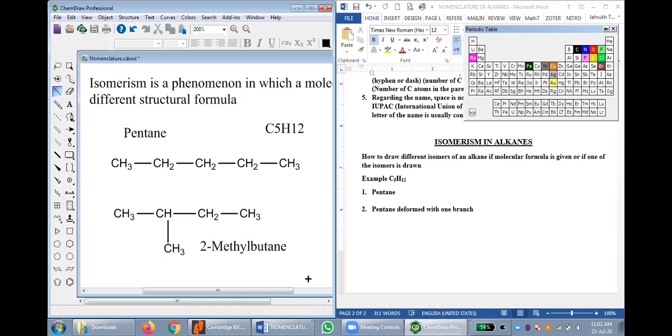Very good. How about the second one? Did you come up with the same kind of structure, 2-methylbutane? Yes, sir. Who else says yes to this one?